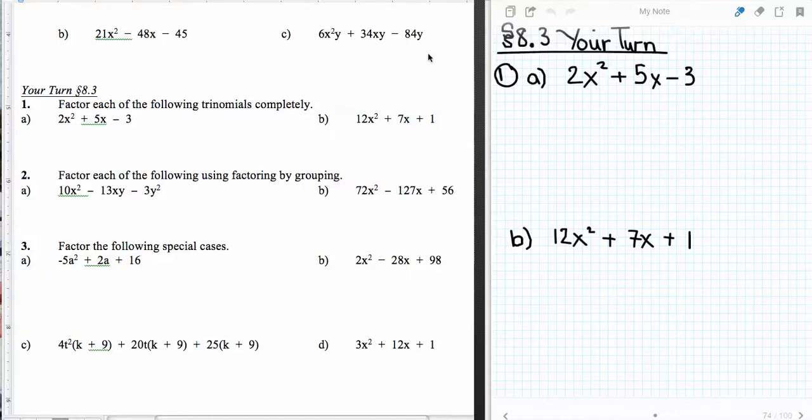All right, this is the Your Turn out of section 8.3. The first example here, we are going to take a look at factoring by factoring the traditional method. So we have a 1 here times a 2 as our factors of 2, and a 1 here and a 3 as the factors of 3.